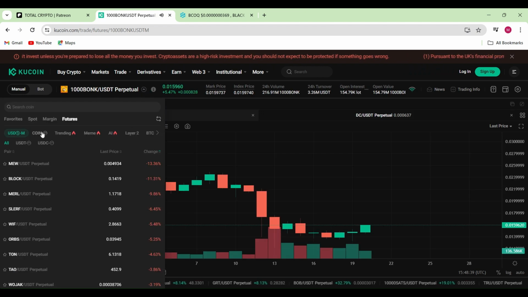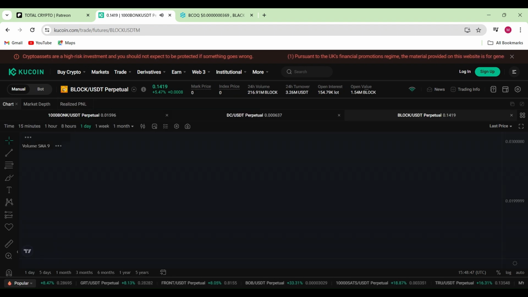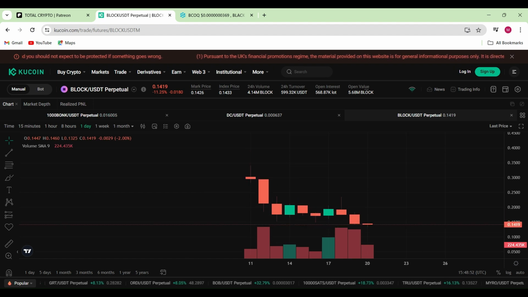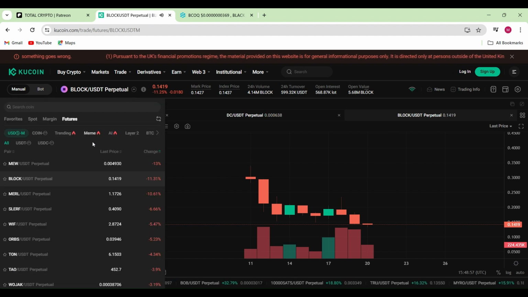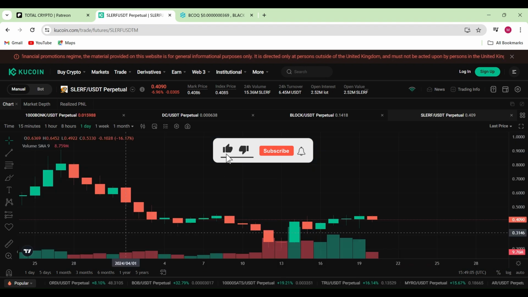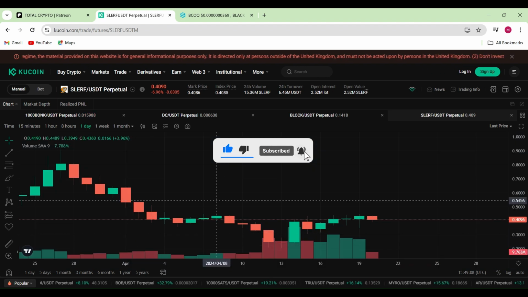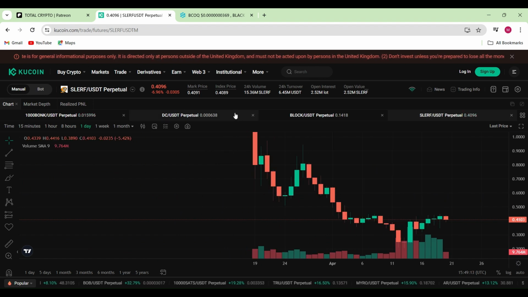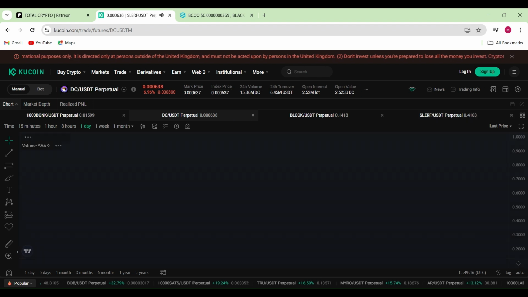Right, okay, let's have a look. Right, under futures, anything else? Let's have a look at block. Nope, let's stay away from that too. Merlin, slerf, maybe slerf. Okay, Slerf is looking a little bit better actually compared to everyone else. So Slerf is going to be one of these coins that we're going to be considering for a trade.